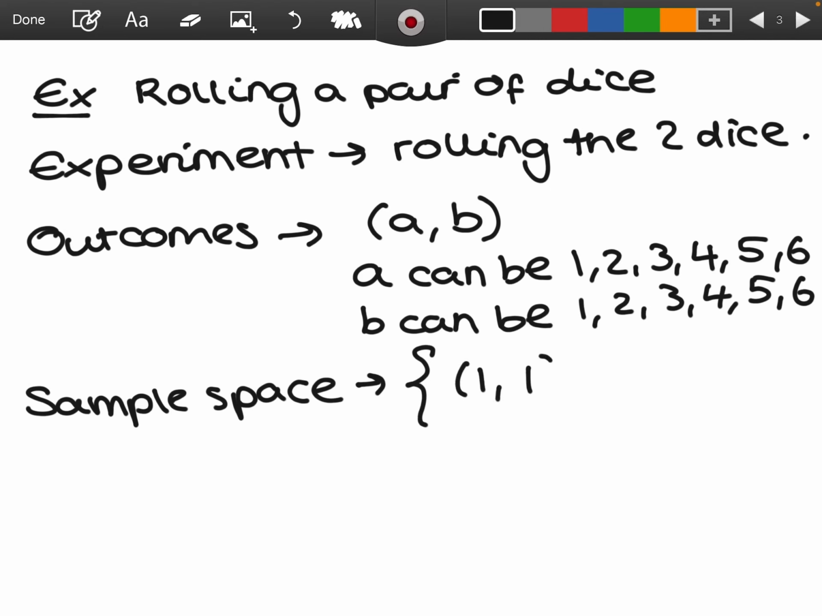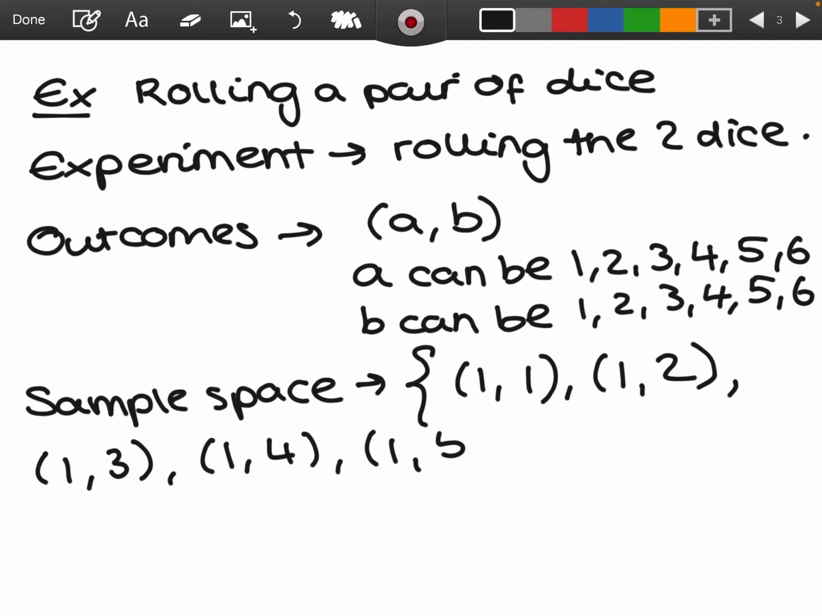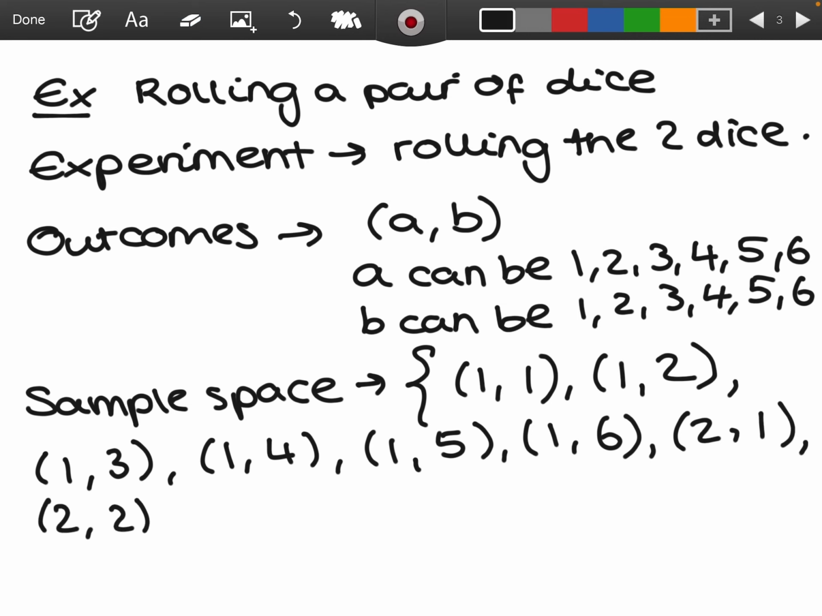So you can have 1 on each die. You can have 1 on the first die, 2 on the second. You can have 1 on the first, 3 on the second, and you keep going. And then once you've gone through all of those possibilities, then you look at the possibilities of rolling a 2 on the first die, 1 on the second, 2 and 2, and you're going to go through all possibilities of A and B being 1 through 6 until you reach where they're both 6. So there's 36 different possibilities of outcomes here. There's 36 outcomes, so our sample space has 36 different pairs in it.